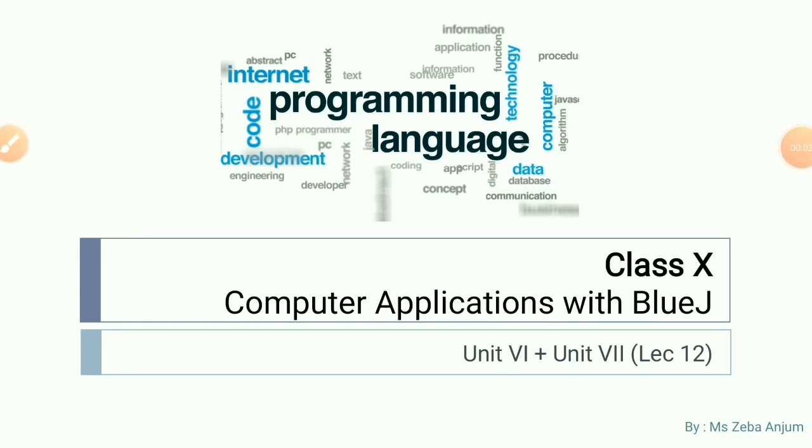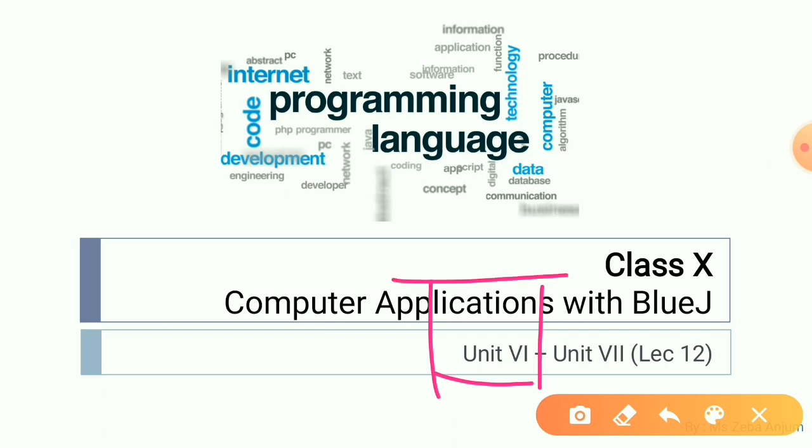So welcome back to lecture number 12 of Computer Applications with Blueji, class 10th. Students, in this video we are going to discuss the remaining portion of unit number 6 that we were discussing previously in lecture number 11. Yes, that was the mathematical library methods, and today we are going to start the new unit, unit number 7. The name is Conditional Statements in Java.